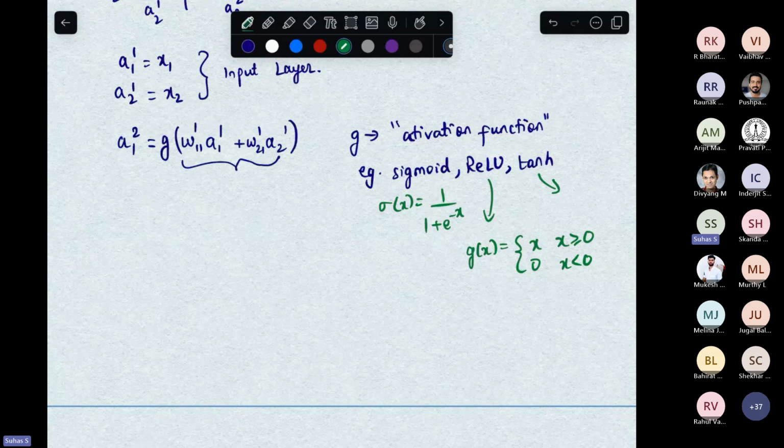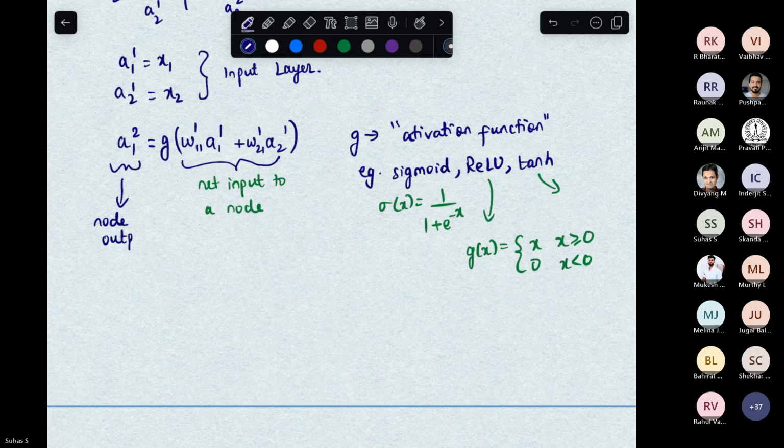This is sometimes also known as the net input to the node. And what we have here is the node output. Let's just keep it as node output. So, one question, two questions.